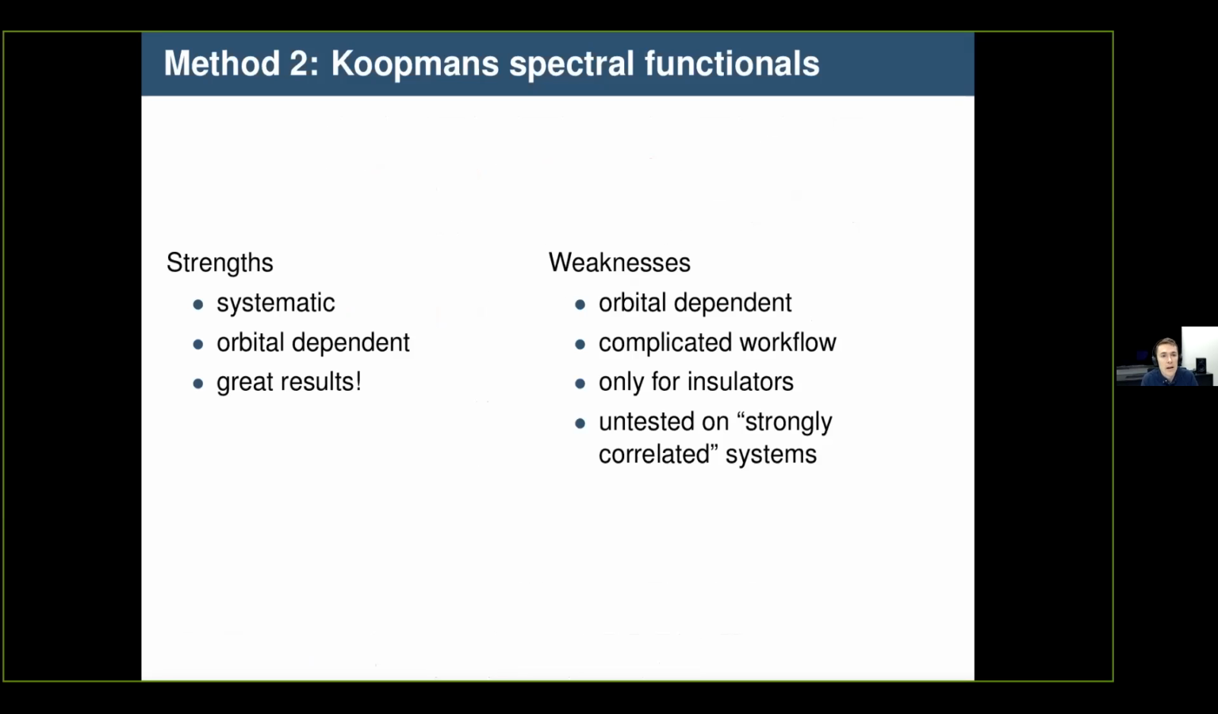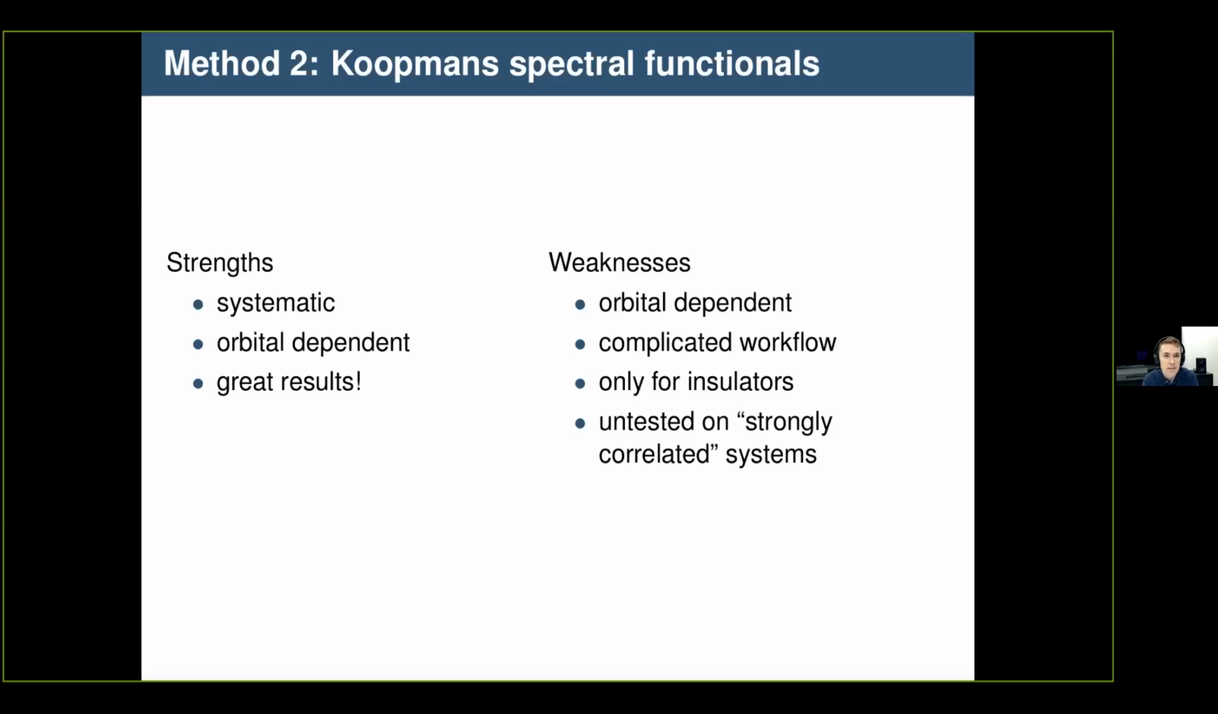However, we're somewhat limited in our scope at the moment. Firstly, we've only managed to formulate the Koopmans spectral functionals for insulators. We don't quite know what to do when there's no real gap between the conduction and the valence manifolds. And also it's untested on strongly correlated systems. So it's all very well to ensure the linearity, but that's only one of many potential errors in DFT. While we have corrected the linearity, we're yet to see how far this gets you when it comes to these strongly correlated systems.